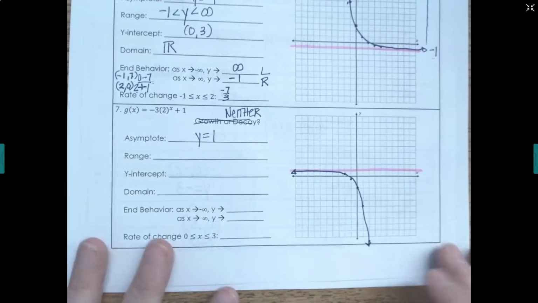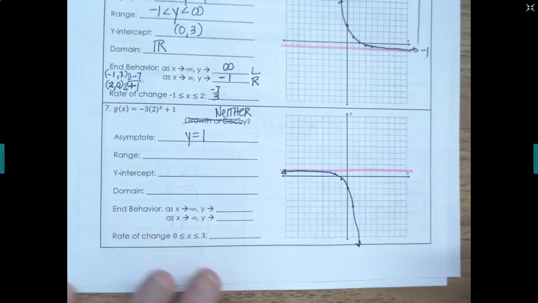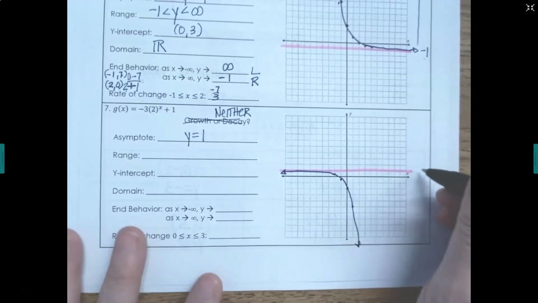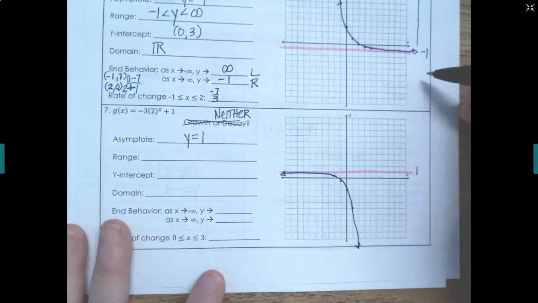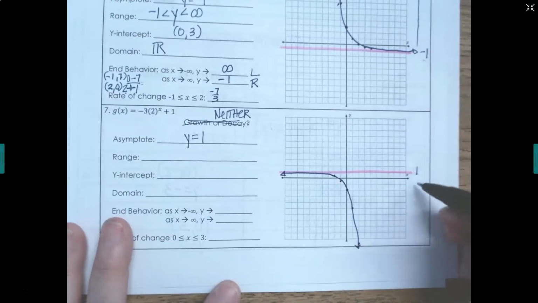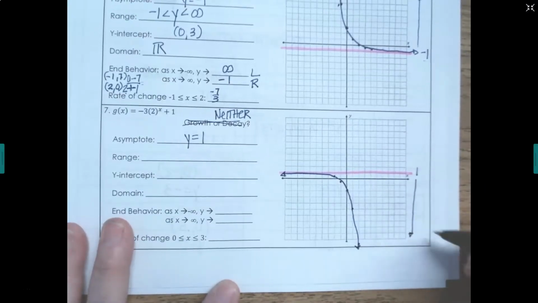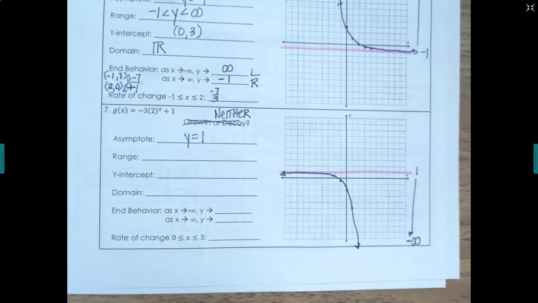So let's talk about range here. So our range, let's label the important stuff. We know the asymptote is important. That's at 1. So before, the graph was going up and up and up, but this graph doesn't. This graph is going down. The y values down there are in negative infinity.